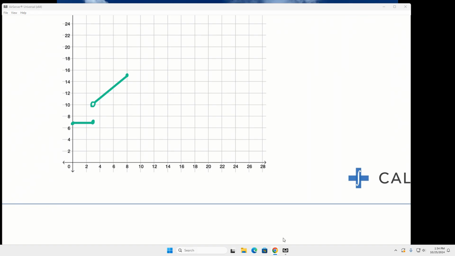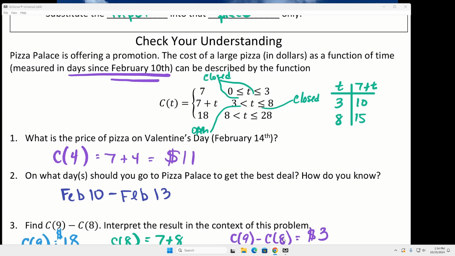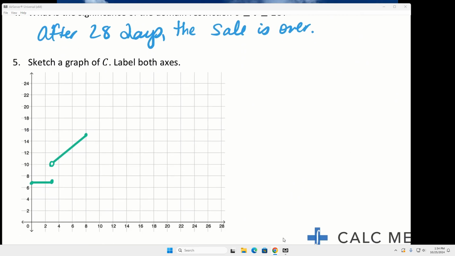All right, and then the last piece is we just have $18 pizza for a long time. $18 pizza between 8 and 28. Because 8 doesn't have the or equal to, it's going to be open. 28 does, it's going to be closed. Alright, so we're just going to have this horizontal line with open, closed. There it is.